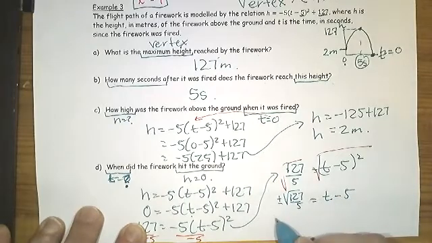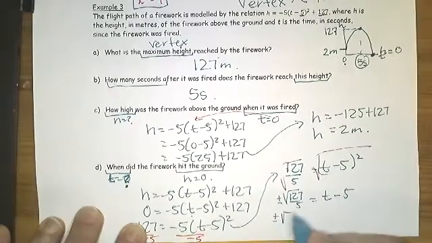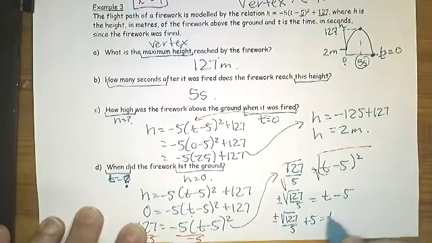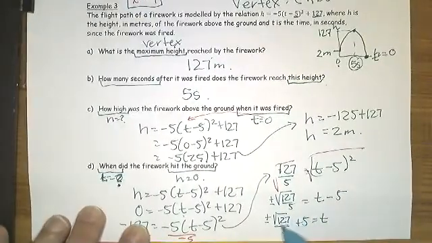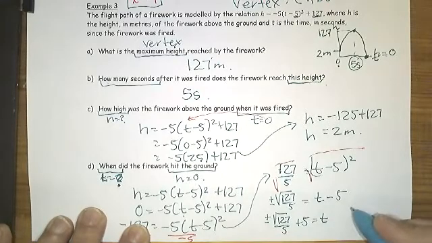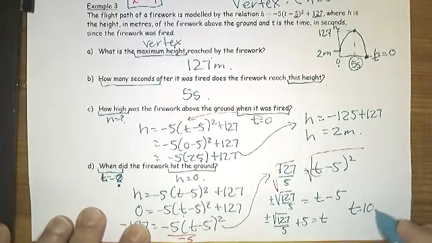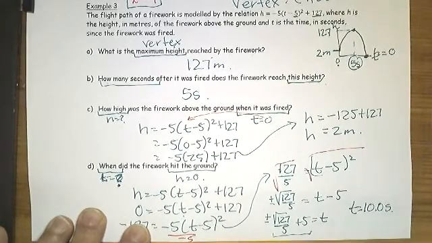And then we'll have to add 5 is equal to t. Now we can just put this in our calculator and calculate those values out. Hopefully you can do that on your own. So I'm just going to write down the answer here is 10.0 seconds. Okay, so just put this into your calculator and calculate out that value.